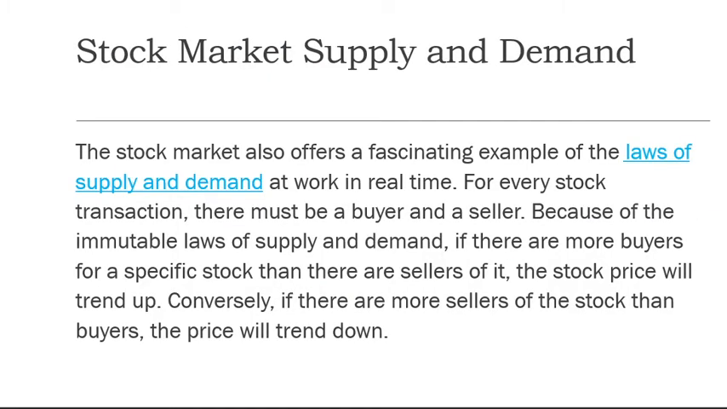The stock market offers a fascinating example of the laws of supply and demand at work in real time. For every stock transaction, there must be a buyer and a seller because of the immutable laws of supply and demand. If there are more buyers for a specific stock than there are sellers of it, the stock price will trend up. Conversely, if there are more sellers of the stock than buyers, the price will trend down.